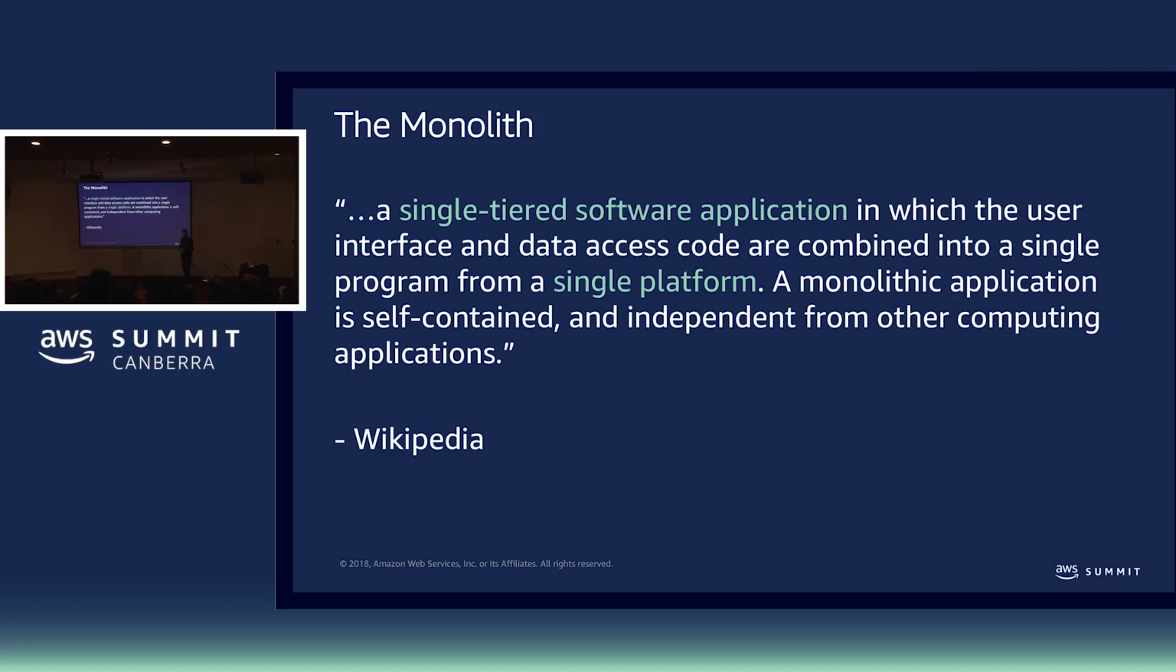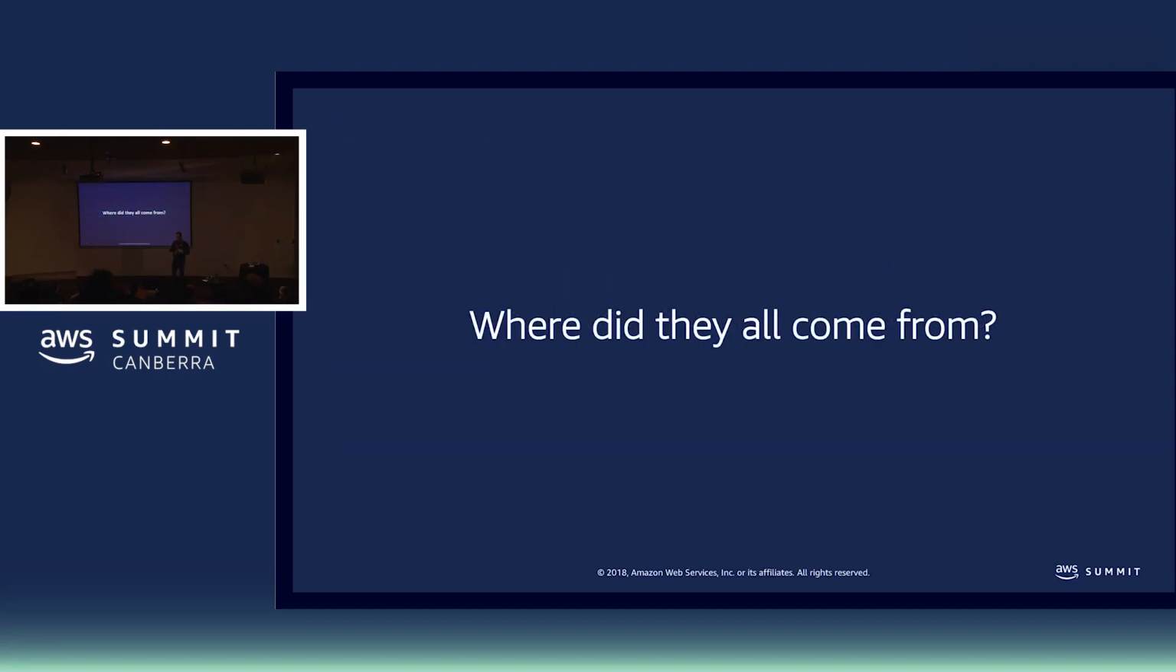So the best one I found was from Wikipedia here. Where we're talking about monoliths, we're talking about single-tiered software applications in which the user interface and data access code are combined into a single program from a single platform, okay? And that's fine. And that seems like a reasonable definition of what a monolith is. But what interests me most is where do they all of a sudden come from? We've had this proliferation of this word monolith, and we're getting more and more organisations telling us that we need to break it apart with the architectural design pattern du jour, which is microservices.